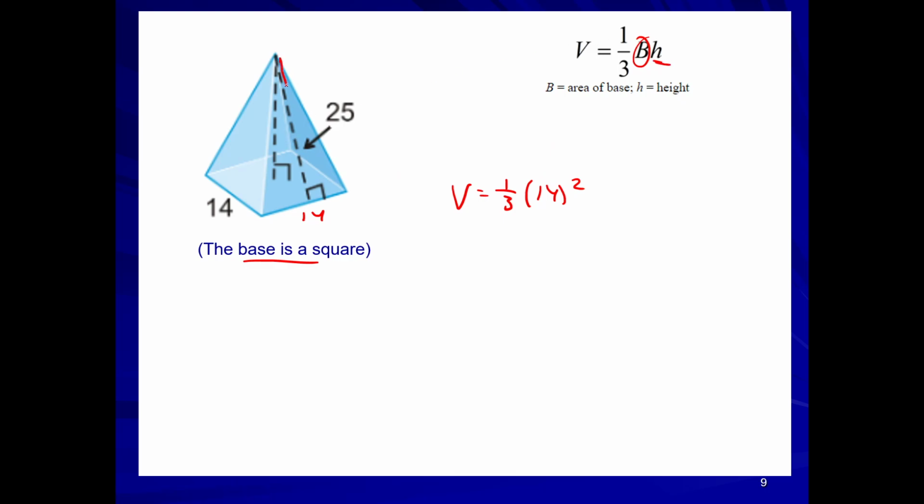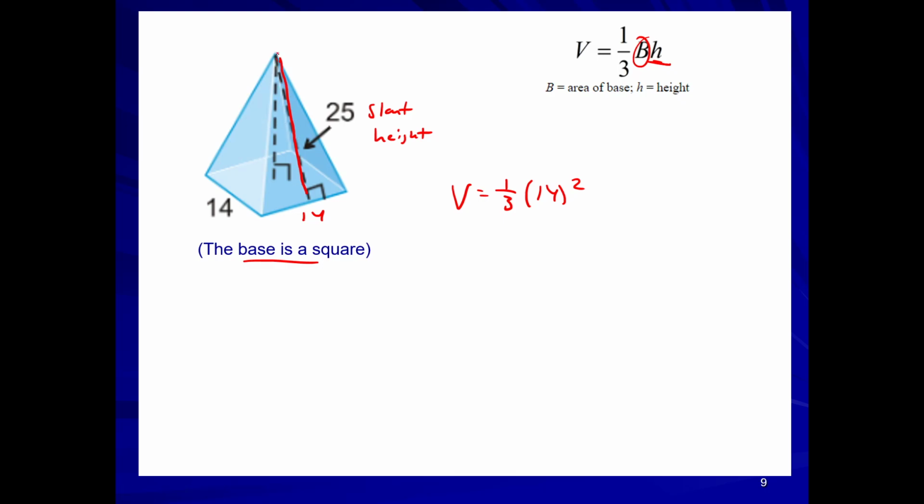25 is what we call the slant height, because it goes down the sloped side of the pyramid. But when we talk about this height, what we want is this dotted line right here, going straight from the top directly to the bottom. Well, so how do we find that?